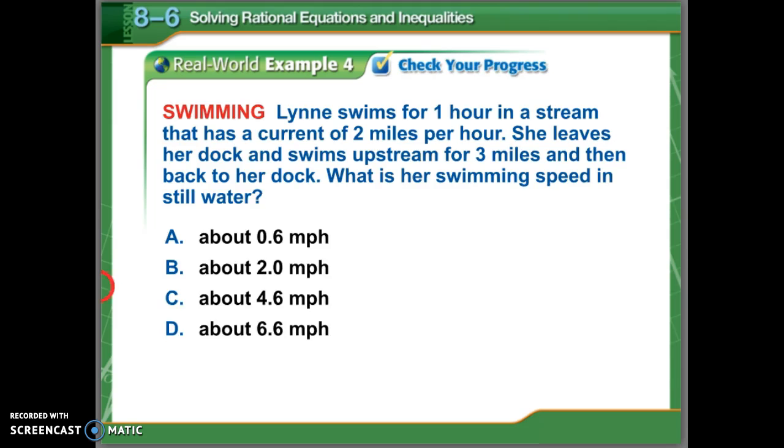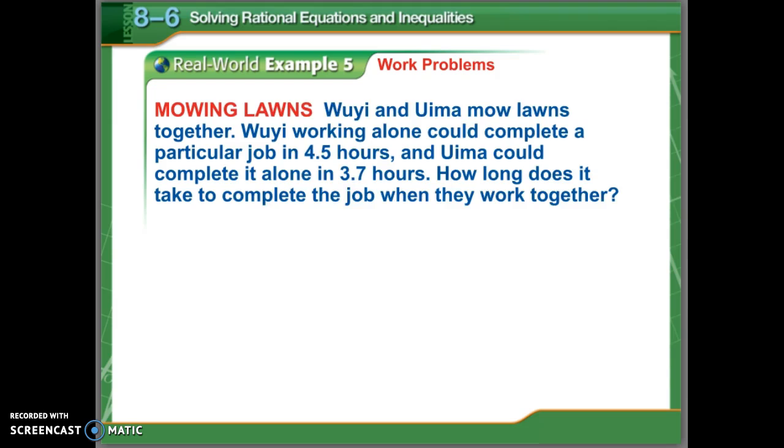Okay, our answer for problem 4 is D, 6.6 miles per hour. Okay, another word problem, example 5. This is about mowing lawns. It says Wuyi and Uema, man, those are some difficult names for me to pronounce. I have no idea if I said those correctly. Wuyi and Uema mow lawns together. Wuyi, working alone, could complete a particular job in 4.5 hours, and Uema could complete it alone in 3.7 hours. How long does it take to complete the job when they work together?